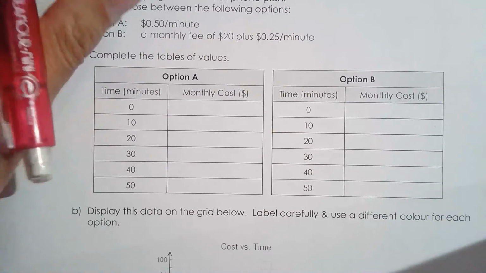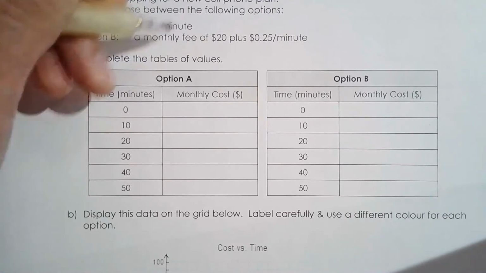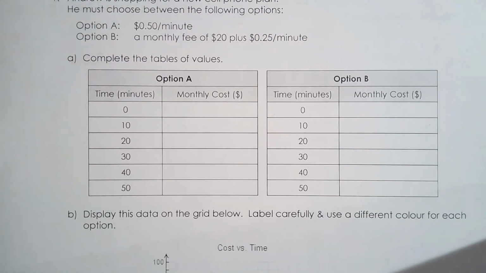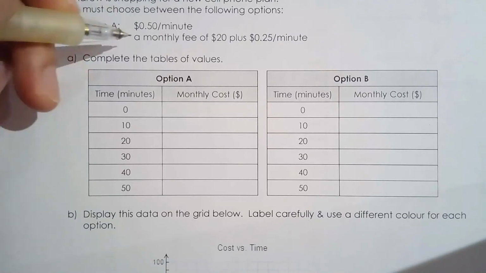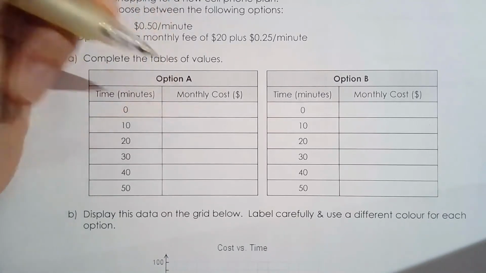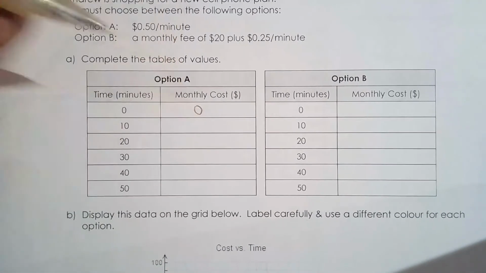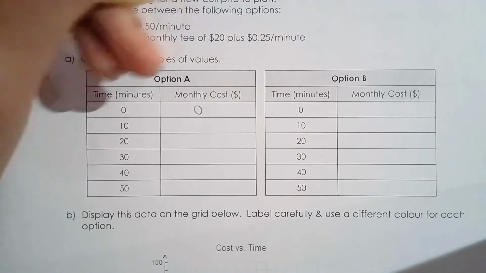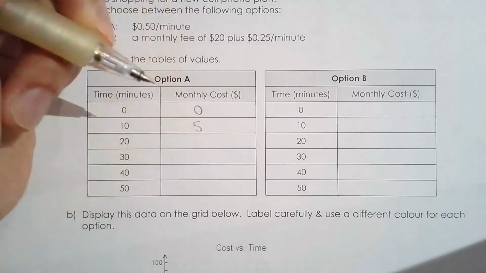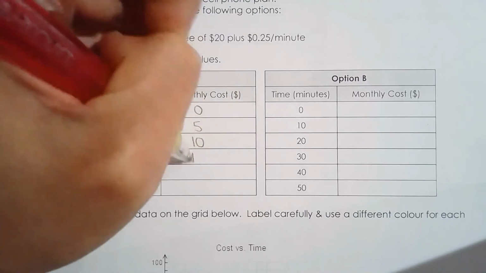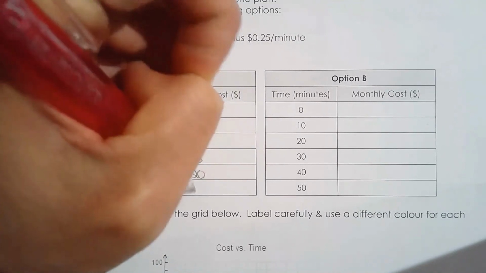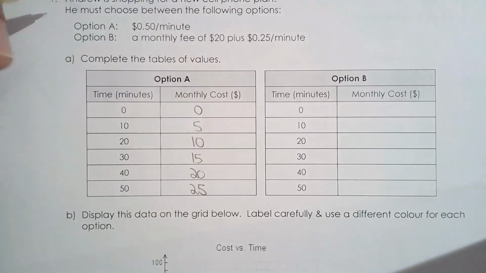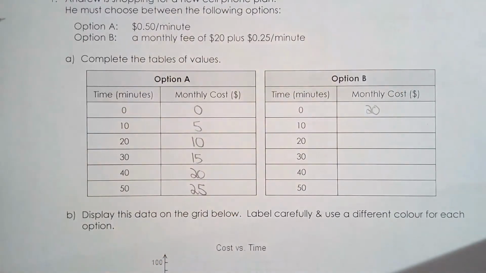So we're going to use our table just to make sure we understand the two options clearly. So option A, it's 0 minutes, no cost. 10 minutes, if you take 50 cents a minute for 10 minutes, that's $5. Another $5, $5, $5, $5. Every 10 minutes is an extra $5. Whereas for B, right off the bat, bam, $20.